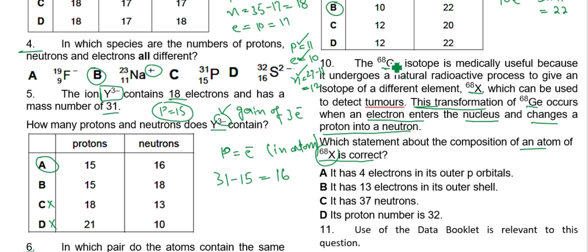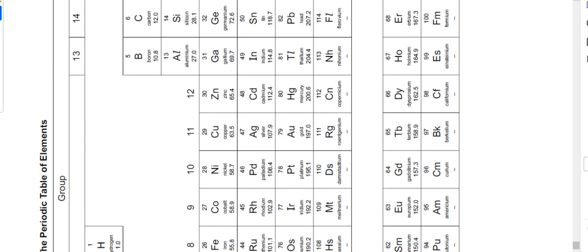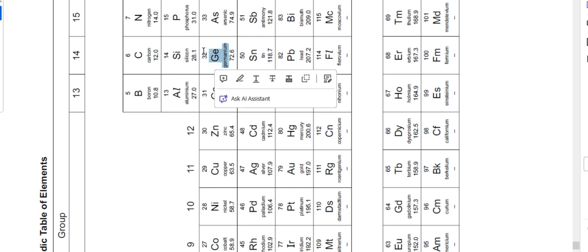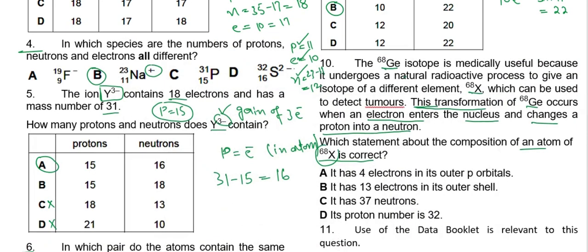So we expect one less proton. One less proton, again go back to the periodic table and locate where germanium is. Germanium is here, you can see. So if we convert one of the protons into a neutron, meaning one proton decreases, it becomes gallium with the atomic number 31. Now keep that in mind.